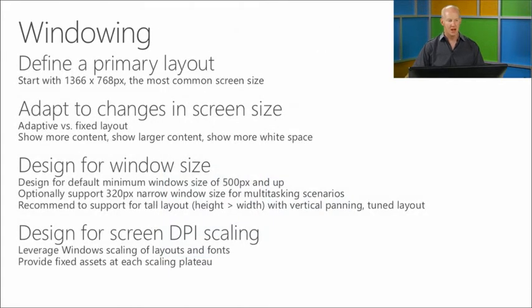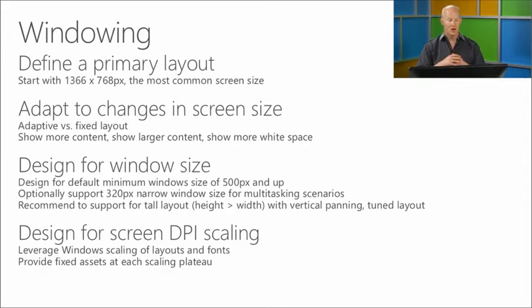So how do I do that? Well, I start off with my primary layout. I start at 1366 by 768, the most common screen size, and lay out each individual screen. And then I come up, based on my scenarios, with whether my app's going to be adaptive or it's going to be a fixed layout.